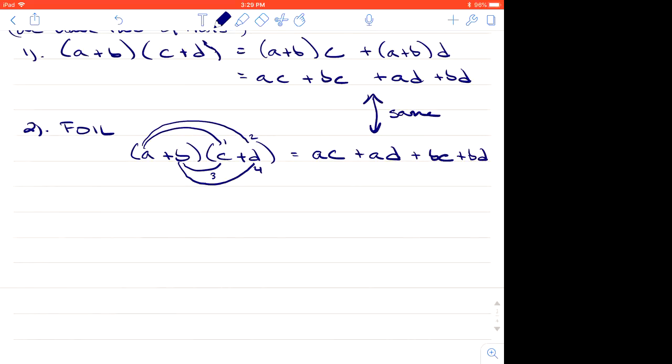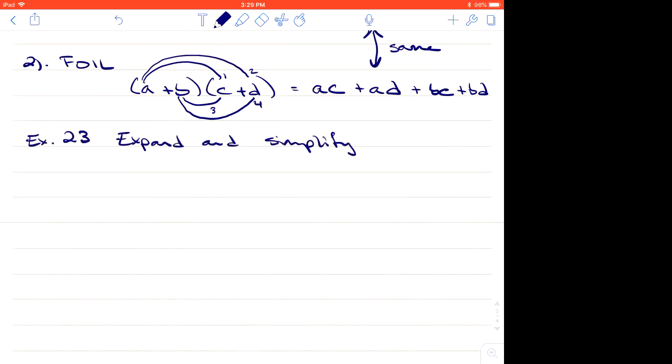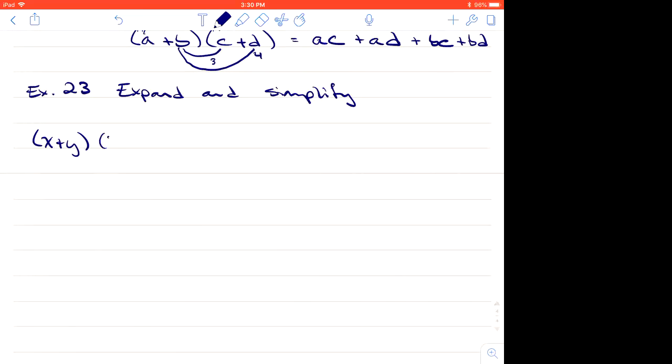Okay. So let's do a little example. Example 23. Expand and simplify (x plus y) times (3x plus y). Same idea, we're just working with variables. Oh, I missed an x. It should be 3x plus y. Makes a big difference.